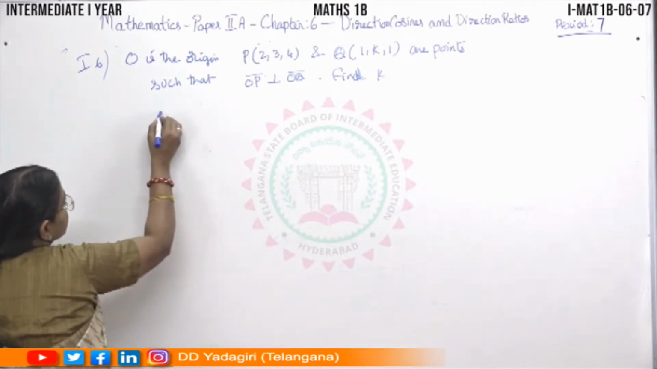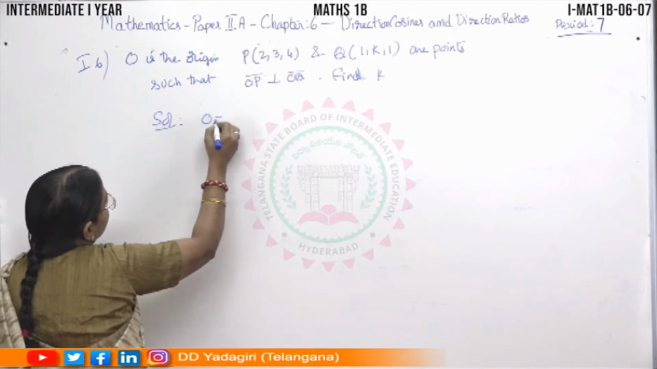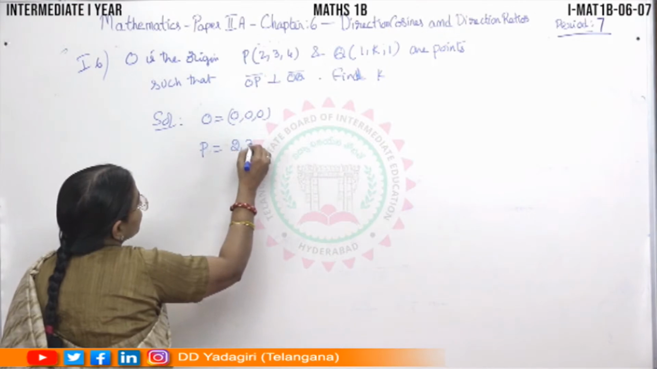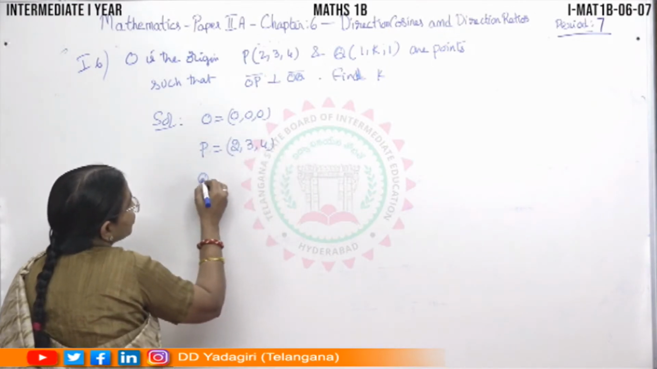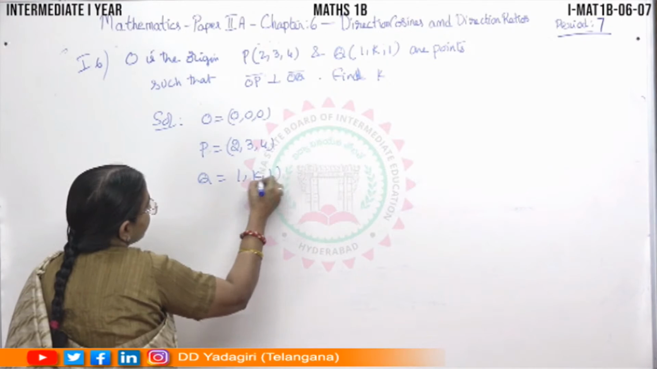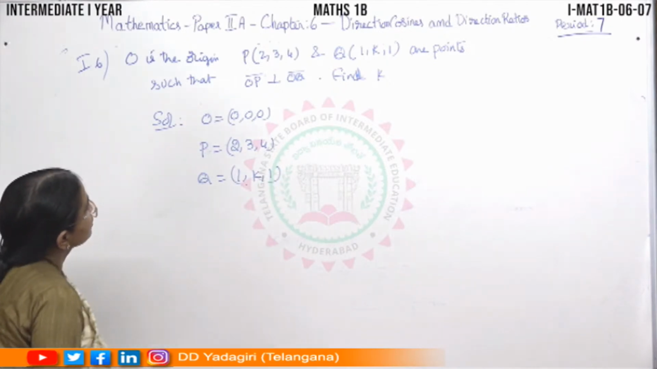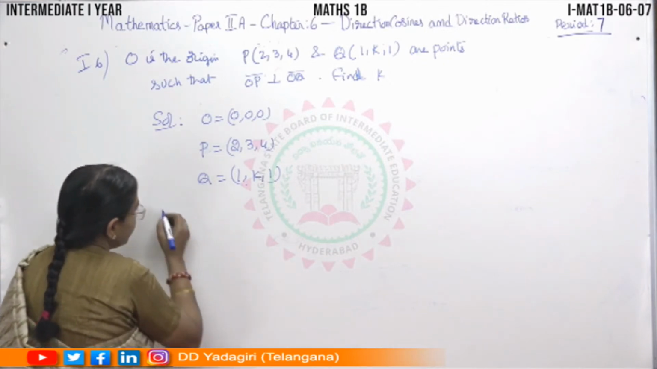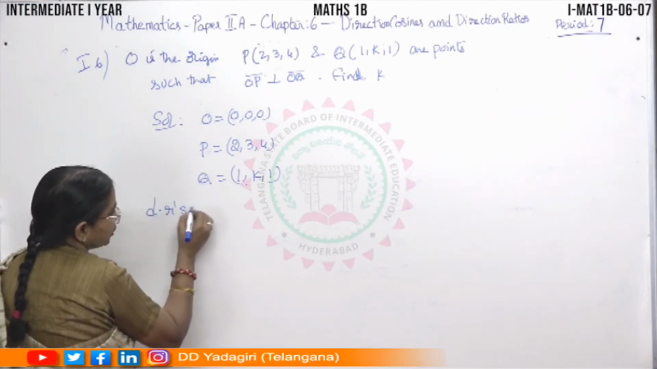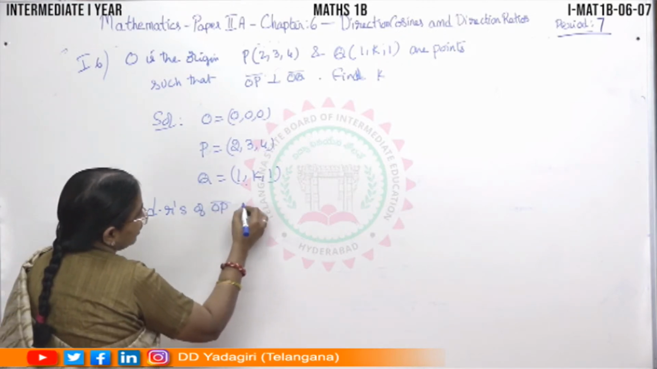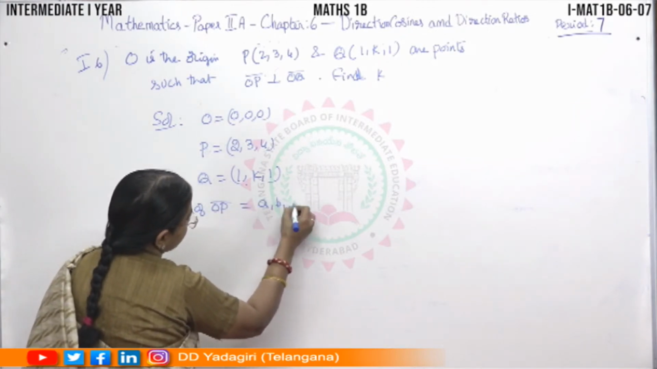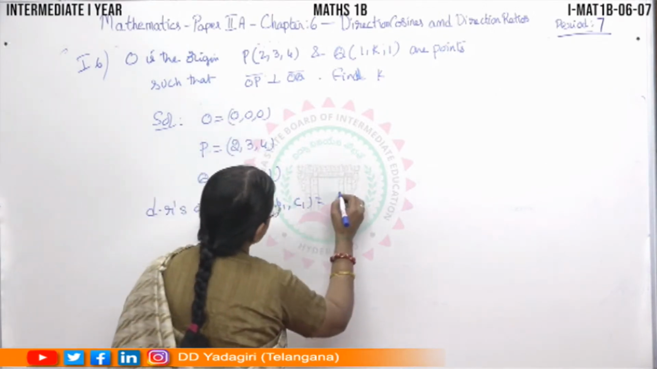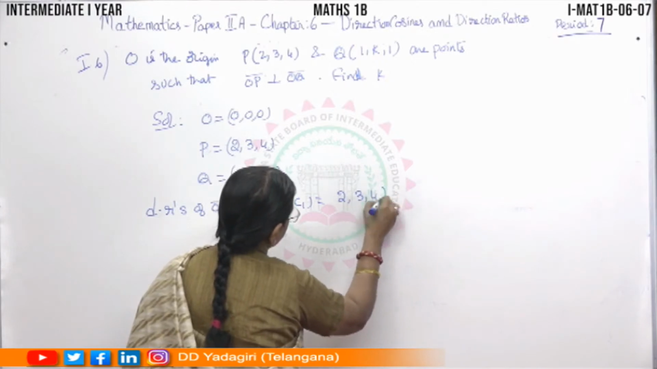Since O is the origin, you write O is equal to (0, 0, 0). P is equal to (2, 3, 4) and then Q is equal to (1, K, 1). So these are the 3 points, and you are given that OP is perpendicular to OQ. So we'll find the DRs, the direction ratios of OP, is equal to A1, B1, C1. So what are the direction ratios? 2 minus 0. So that is 2, 3, 4 only.